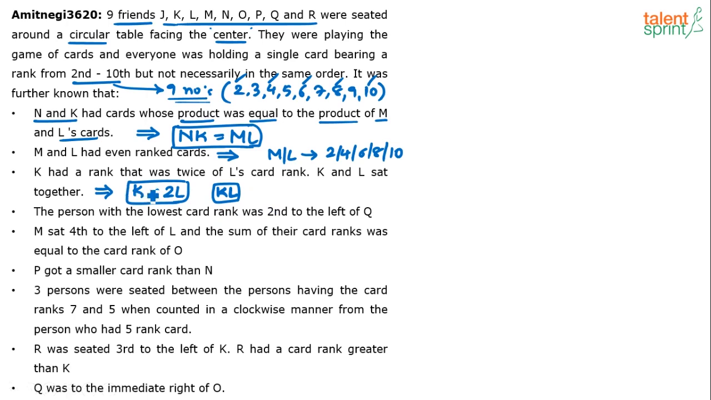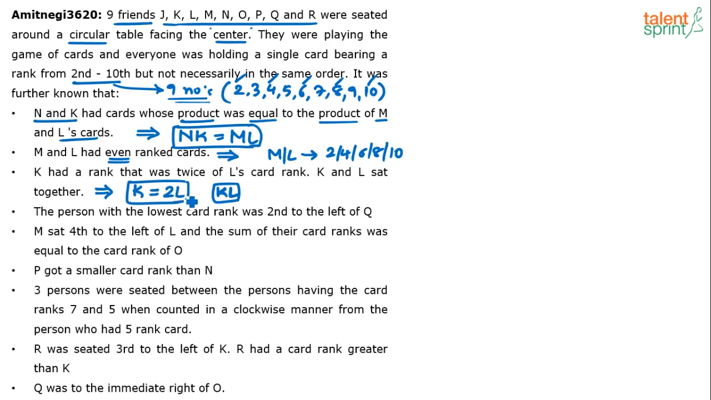By the way, one hidden point that we can extract from here is that since K is equal to 2 times L, K will be an even number. Since something has been given with respect to even and odd already, where M and L had even rank cards, I can also conclude that K also had an even rank card because K is twice of L. When you multiply any number by 2, whether L is odd or even, the product will be even. L is equal to 3, 3 into 2, 6, even. L is equal to, let's say, 8, 8 into 2, 16, still even. So K will be an even number because it is 2 into something.